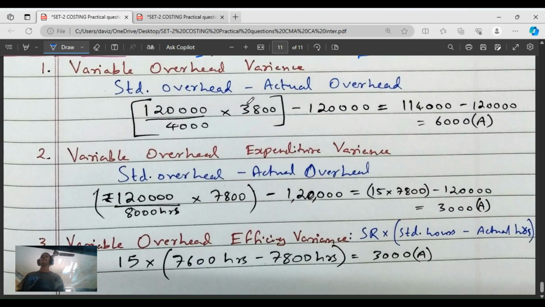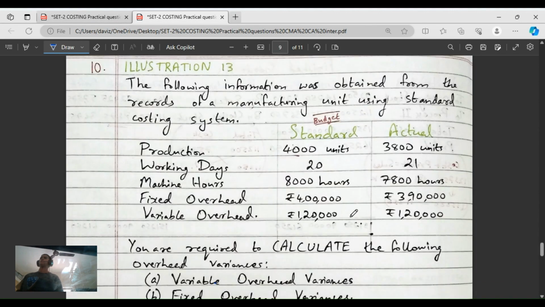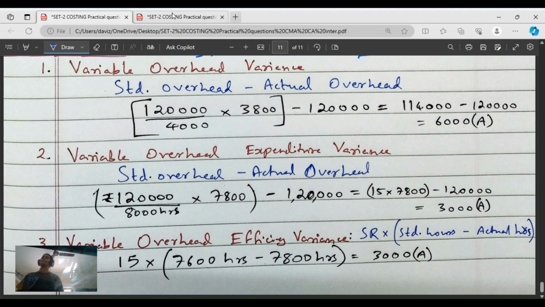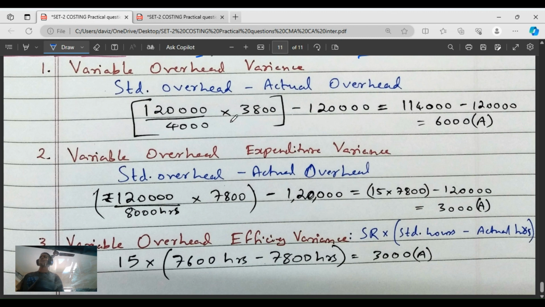Then variable overhead variance is standard minus actual. Standard was 1,20,000 for 4,000 units, so standard into actual 3,800 units. Then minus actual overhead, we got 6,000 adverse.